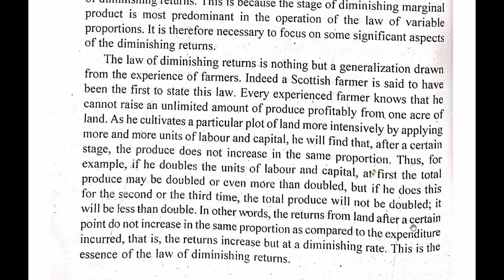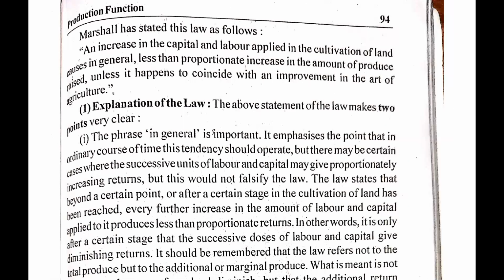In other words, the returns from the land after a certain point do not increase in the same proportion as compared to the expenditure incurred. That is, the returns increase but at a diminishing rate. This is the essence of the law of diminishing returns. So guys, you need to understand this. Here we are given the example of a farmer: when the farmer increases the units of labor, he will get more, or we can say increased production. But after a certain point, when he increases labor units, he will get more production but at a decreasing rate. So guys, this is what diminishing marginal return, or diminishing return of the production, is.